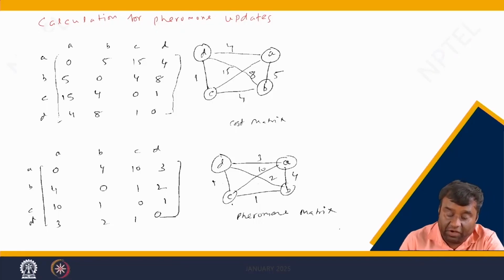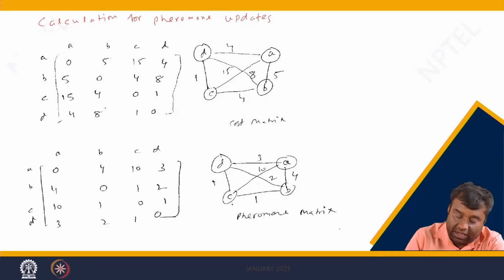Now the calculation for pheromone updates. Here this is the cost matrix. A to D is 4, A to A is not required, A to B is 5, A to C is 15, A to D is 4. Similarly all these are given. Here is the pheromone matrix: A to A is 0, A to B is 4, A to C is 10, A to D is 3. So these are the pheromone matrix.